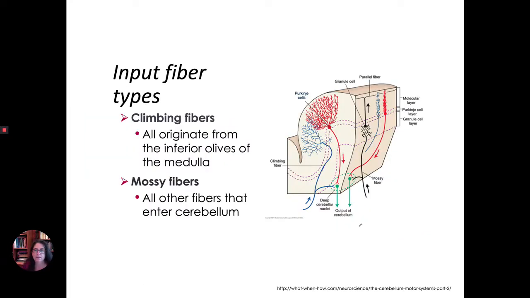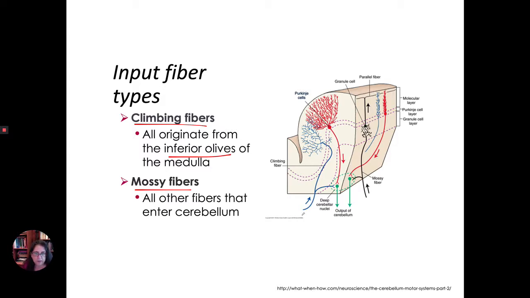So let's take a look at the circuitry a little bit. Now we have two fiber types that are of particular importance here in the cerebellum. We have climbing fibers and we have mossy fibers. Remember how I said the olivocerebellar tract had some special fibers? Well, those are climbing fibers. So the inferior olive is the only source of these climbing fibers.